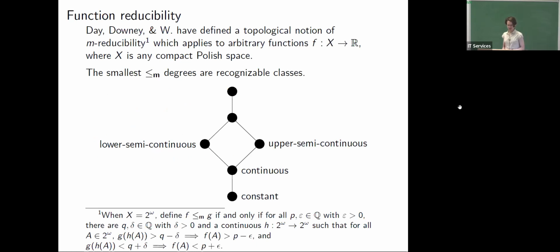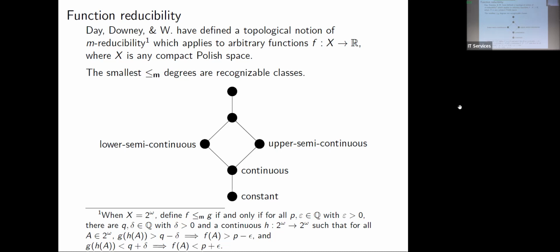In order to tell the story of how we got into thinking about these things: a while back, Adam and Rod and I defined a topological notion that was sort of an M reducibility, but it was not really a computability notion. It was more a topological one, and it was meant to be used to compare discontinuous functions one to the other. The definition is on the bottom, but I don't really recommend reading it; it's just there for completeness.